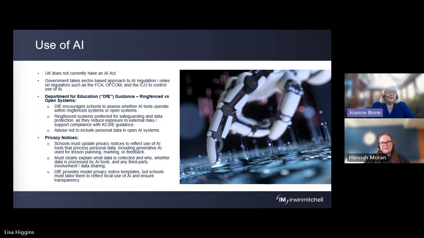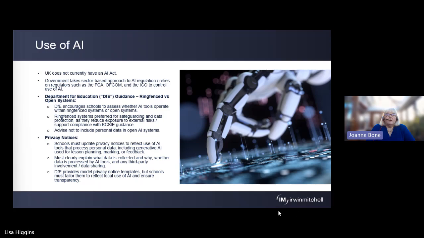Thanks, Hannah. Obviously, AI is a big topic, and one of the main concerns around AI is its use of personal data. I think before we look at that in detail, it's probably worth just setting the scene a little bit. We don't currently have an AI Act. The EU does, but we don't. The government currently takes a sector-based approach, so it expects regulators like the ICO to regulate the use of AI. But we have been told that there will be an AI bill in the spring of 2026. So it'll be interesting to see what that covers.